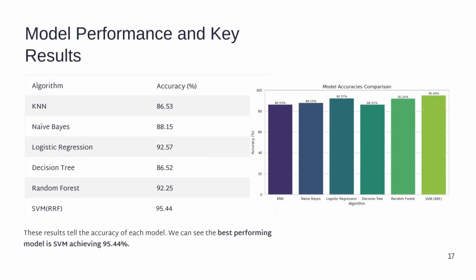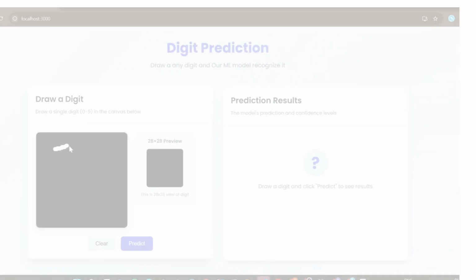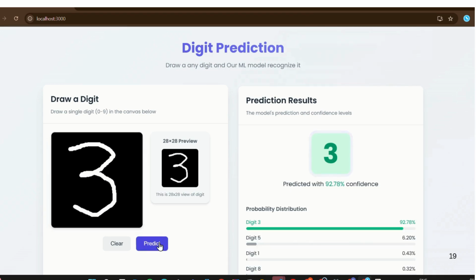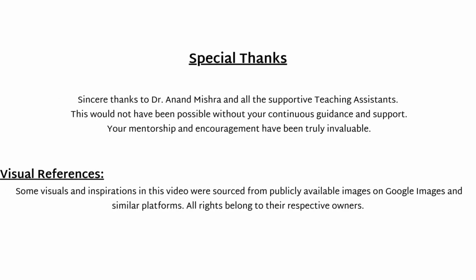And this slide gives an overall idea of how well each algorithm performs in terms of accuracy. So here is the demo. Basically, when a digit 3 is drawn on the canvas, the model processes that drawing and gives us 3 as the predicted result. And that's all from our side.